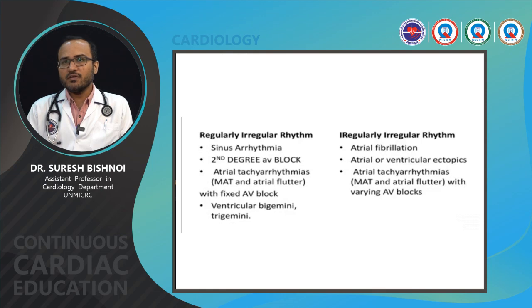Whenever you note an irregular rhythm, you should have a couple of things in the back of your mind, like atrial fibrillation, atrial or ventricular ectopics which are irregular or coming at very different intervals, or atrial tachyarrhythmias like multifocal atrial tachycardia and atrial flutter with varying AV block. If these atrial tachyarrhythmias have a fixed AV block, they may feel like a regularly irregular rhythm. Sometimes clinically, in very long-standing AF, you might have a regularly irregular rhythm.